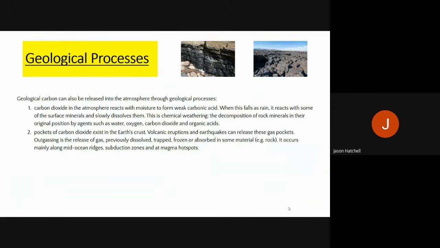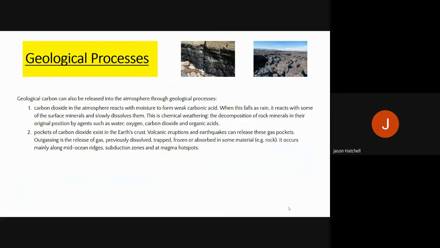And we need to think briefly about geological processes here. So what processes are involved in the geological makeup of rock and how that links to carbon dioxide? Geological carbon can also be released into the atmosphere through geological processes. One of those is where carbon dioxide in the atmosphere reacts with moisture, and that forms carbonic acid.